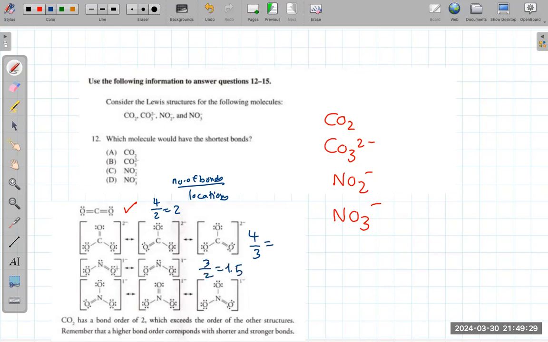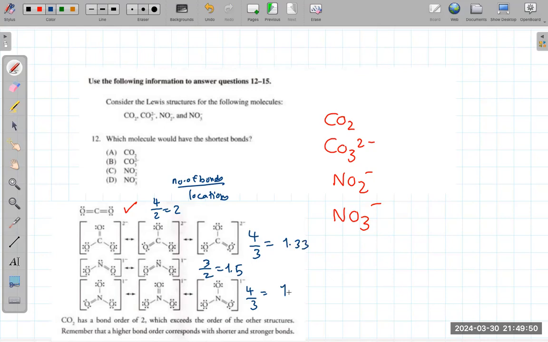Can you calculate for us what is that one? 1, 2, 3, 4 over 3. So this is all the same. So what's 4 over 3? 4 over 3 is equal to 1.33.